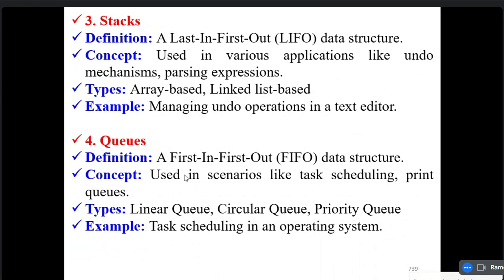There are types like linear queue, circular queue, priority queue. Linear queue uses first in first out. Circular queue also uses first in first out. Priority queue, best in first out. Then examples like task scheduling in an operating system. How an operating system works: whatever task you are performing first will get executed.